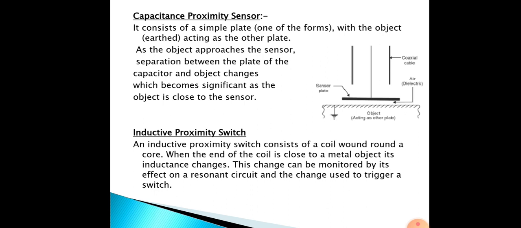Okay, so like this the inductive proximity switch will be there. In this, a coil will be there, that will be wound on the core. So when the end of the coil is close to the object, it changes the inductance. Okay, means when it moves close to that metal object.